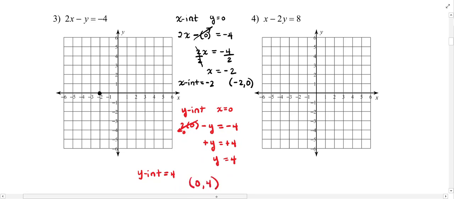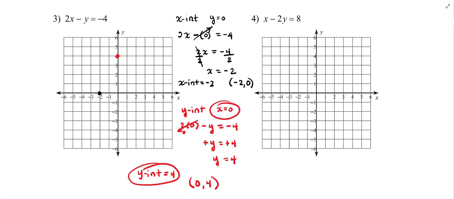Let's make sure you put them in the right place. You already know that x equals 0. You just found out that y equals 4. So it's (0, 4). It would be this point right here.